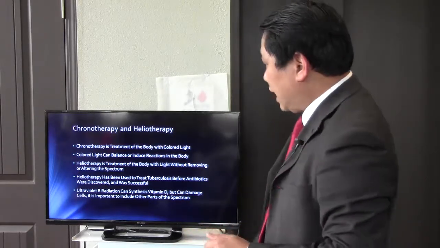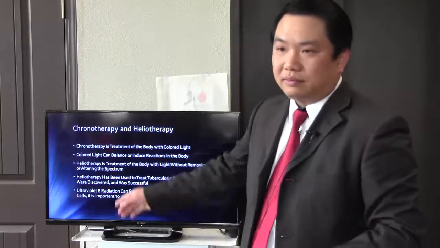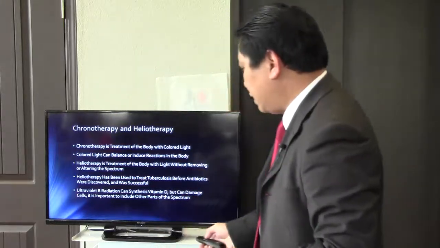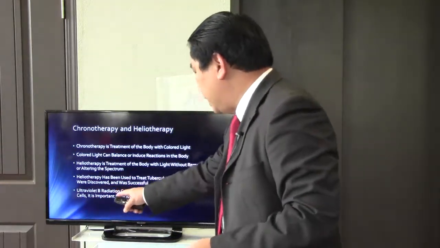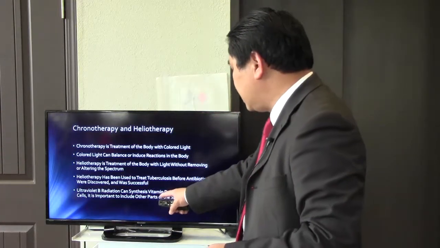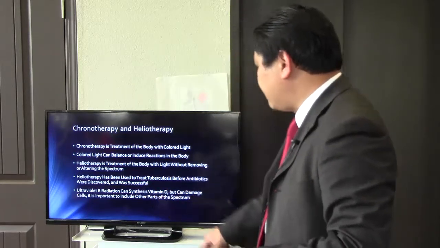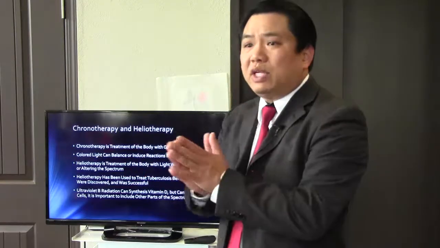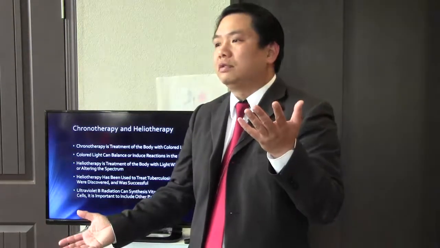And heliotherapy is one of the therapies they use to block out some of the sun so that you can use it. It's not a big deal. So UVB radiation can synthesize vitamin D and can damage the cell. So we need to understand, we need to investigate. Anything good, there's always a side effect to it. So we need to know what is good, right?